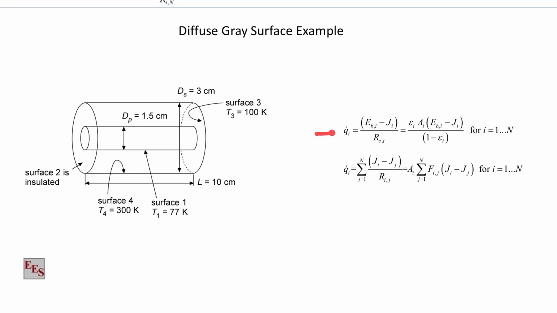We are doing an energy balance on each surface, right? This is the surface resistance for each surface, and then we have an energy balance on each radiosity node. So we're doing that to come up with 2N equations. So let's look at how we can actually implement something like this in EES.